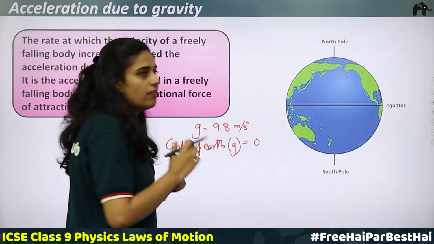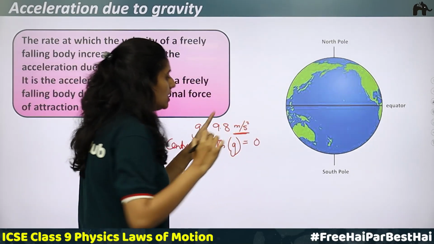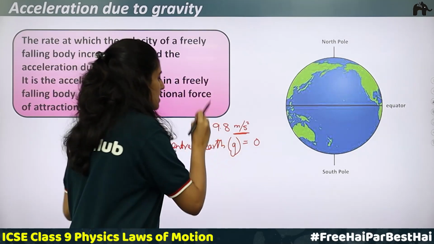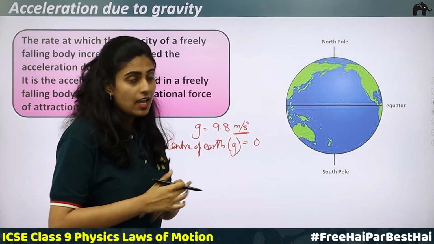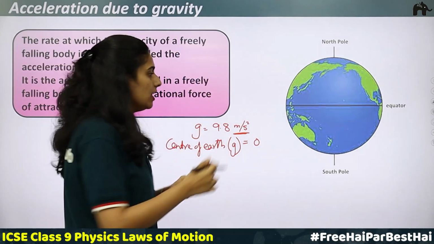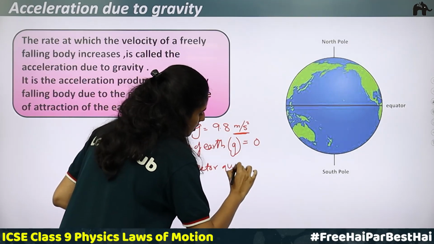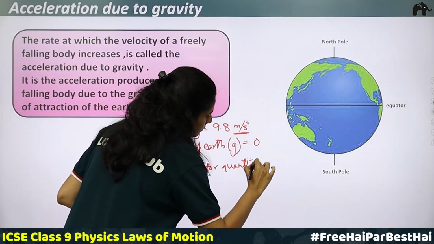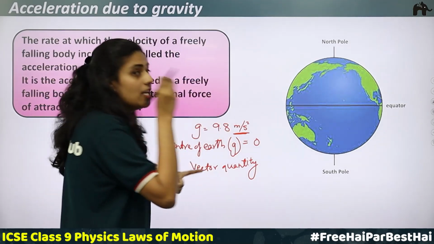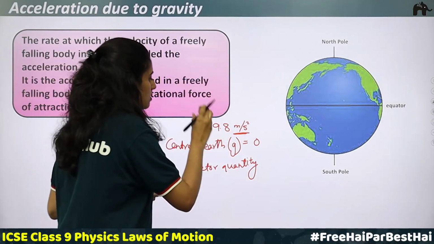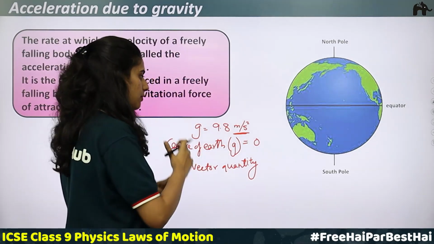Now, what is the unit of acceleration due to gravity? We said the unit of acceleration due to gravity is meter per second square. Is it a scalar quantity or vector quantity? Acceleration due to gravity is acceleration. Acceleration we know is a vector quantity. Therefore, acceleration due to gravity is also a vector quantity. Okay. As we said, this is the value of acceleration due to gravity on the surface of Earth. It is not the same in Moon or any other planets. It will be different. Clear?